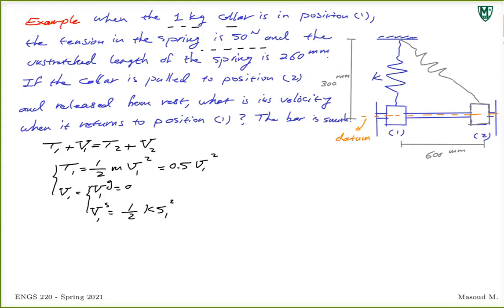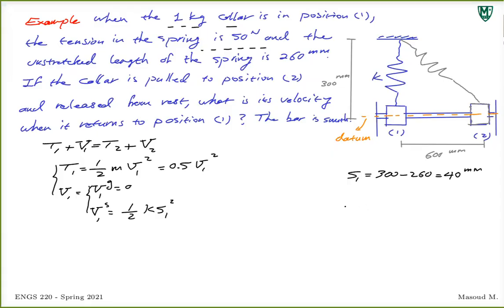How much is the spring stretched or compressed, S1? How much is that? Stretched 40 millimeters, exactly. The length at position 1 is 300 millimeters, and we know the unstretched length of the spring is 260. So the spring is stretched by 40 millimeters at this point. 300 minus 260 is equal to 40 millimeters. That's S1.